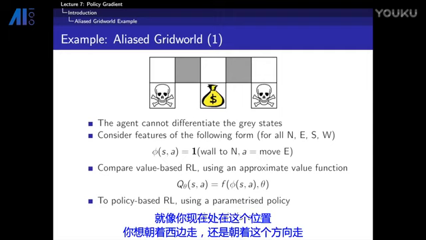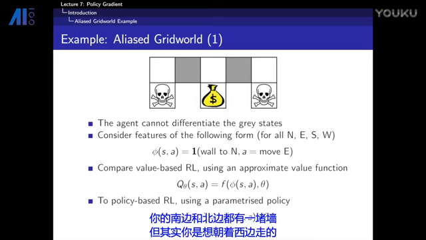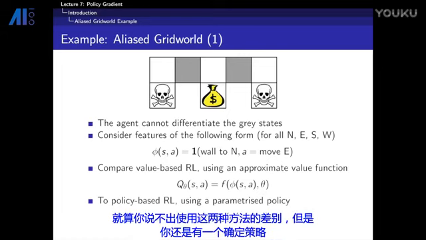Like if you're here and going west, or if you're here and going west, those two things look exactly the same to you, because you've got a wall to the north, you've got a wall to the south, and you're going west. So your feature vector will be identical, and you can't tell the difference between those two states.